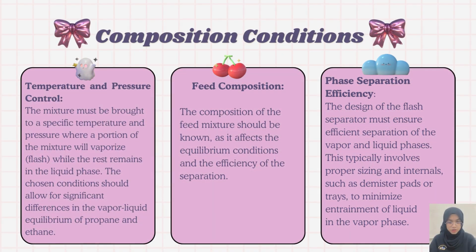For the composition condition, first, temperature and pressure control. The mixture must be brought to a specific temperature and pressure where a portion of the mixture will vaporize, while the rest remains in the liquid form. The chosen conditions should allow a significant difference in the vapor-liquid equilibrium of propane and ethane.